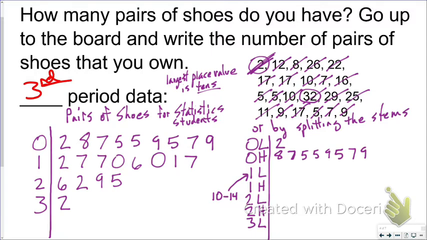And then for the 1L, we have a 2, a 7, 7, a 0, a 6, a 0, a 1, and a 7. For the 20s, we have a 6 and a 2, a 9 and a 5, and then we have a 2.